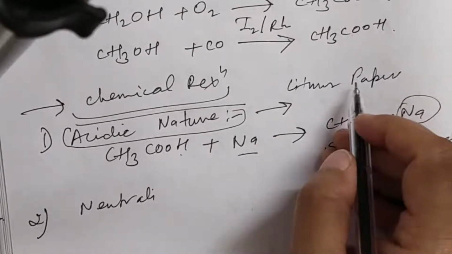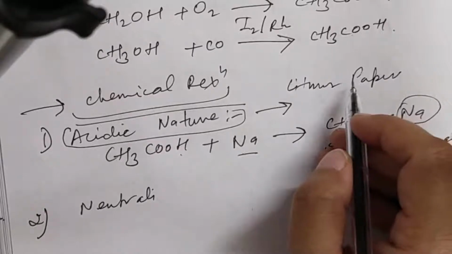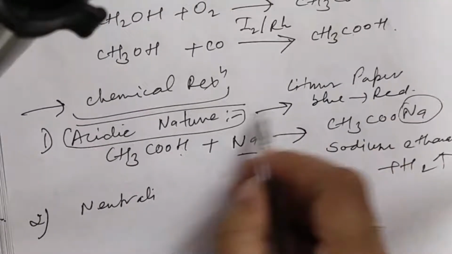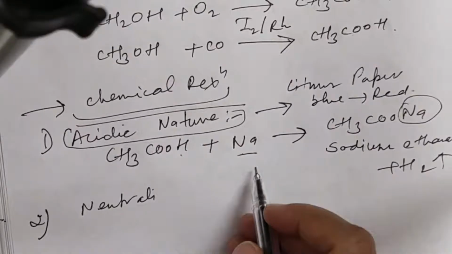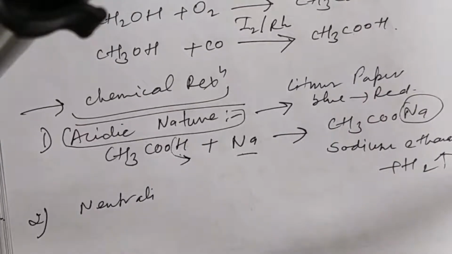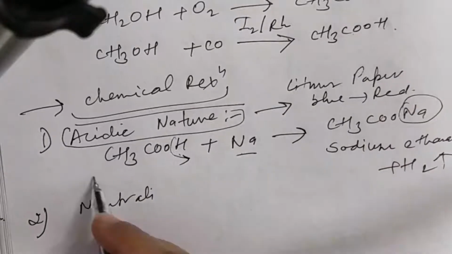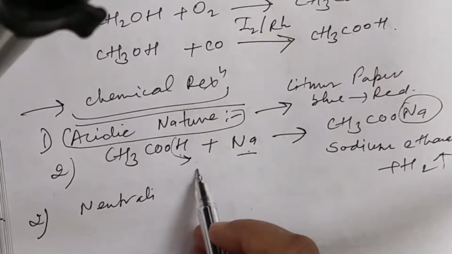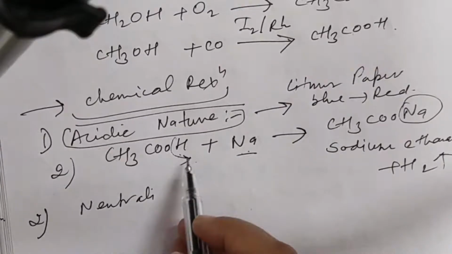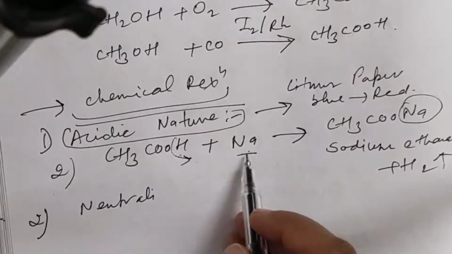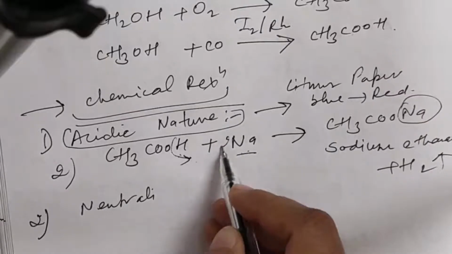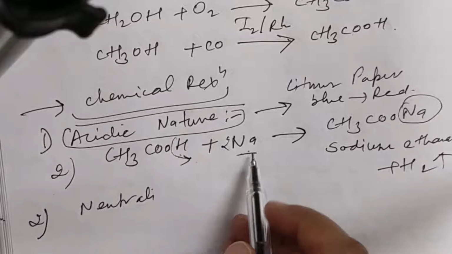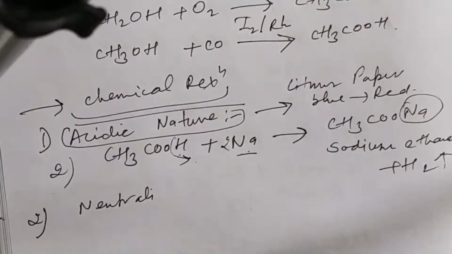Okay, blue litmus will change into red. This is how the acidic nature can be shown, as it is releasing the H positive ion. And this is the second reaction, in which we are showing the substitution reaction, in which the H positive ion is released and it is substituted by sodium ion. Okay, two reactions we have considered here.